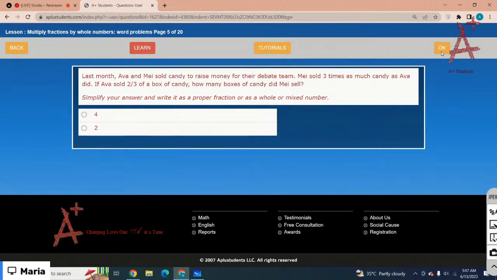Last month, Eva and May sold candy to raise money for their debate team. May sold 3 times as much candy as Eva did. If Eva sold 4 by 3 of a box of candy, how many boxes of candies did May sell? So, which is the correct option?